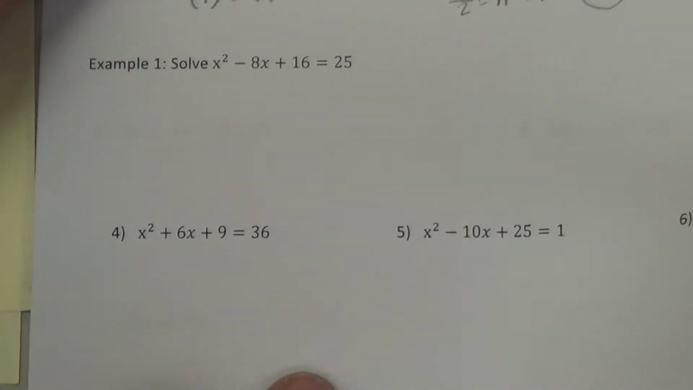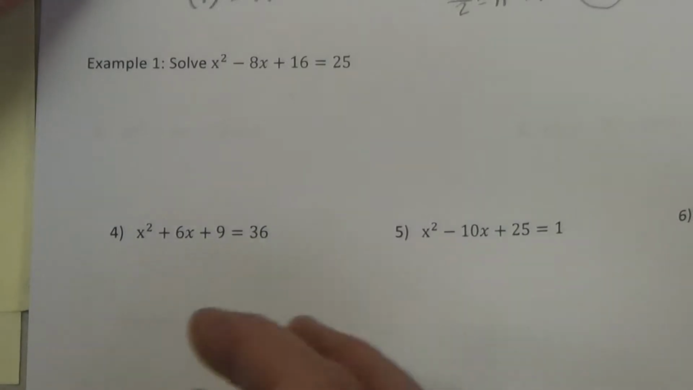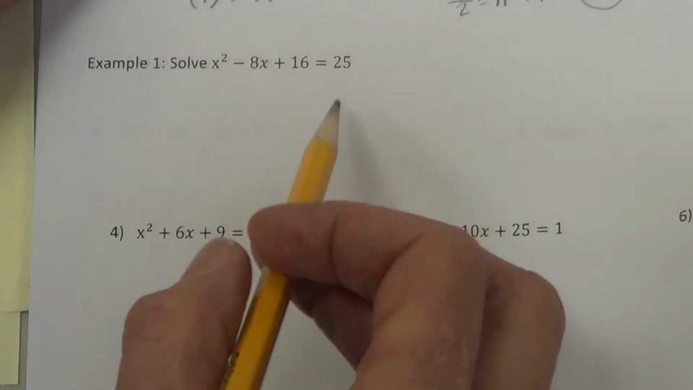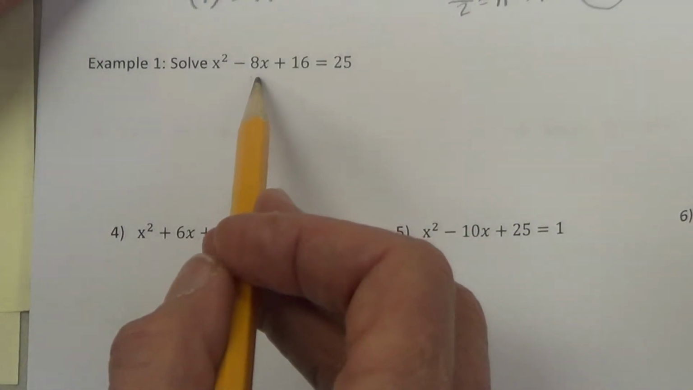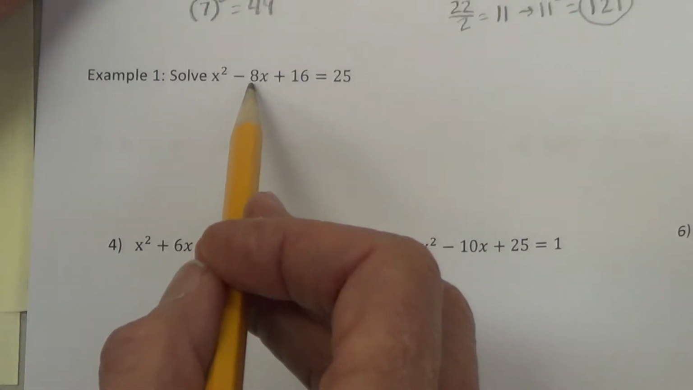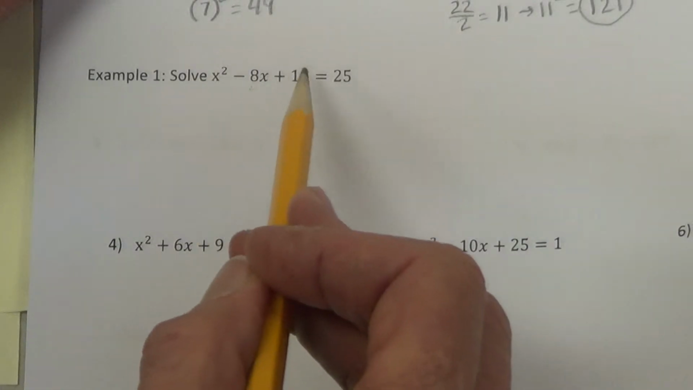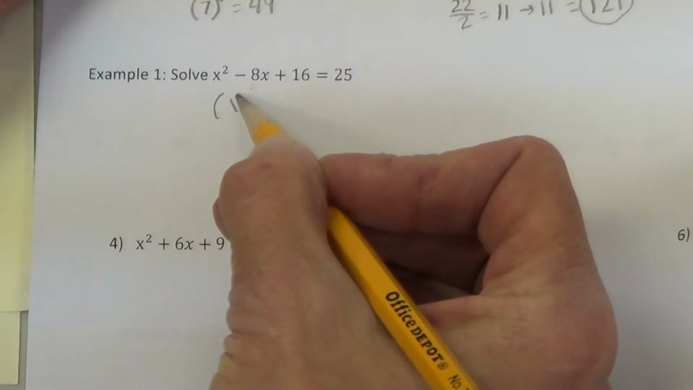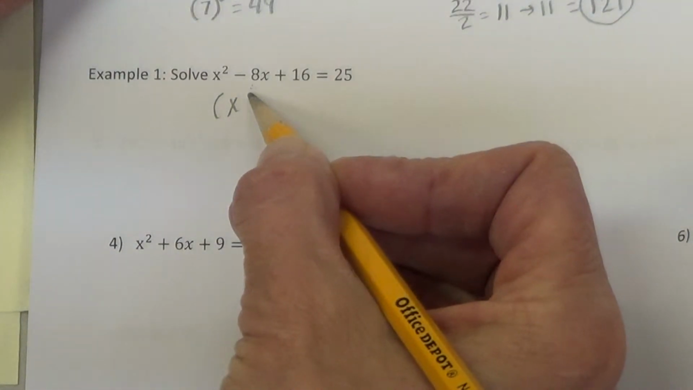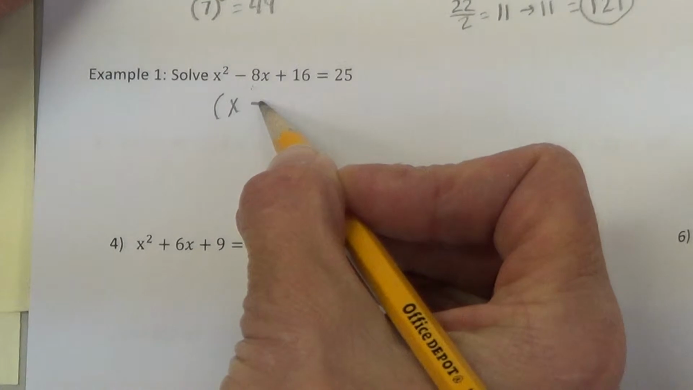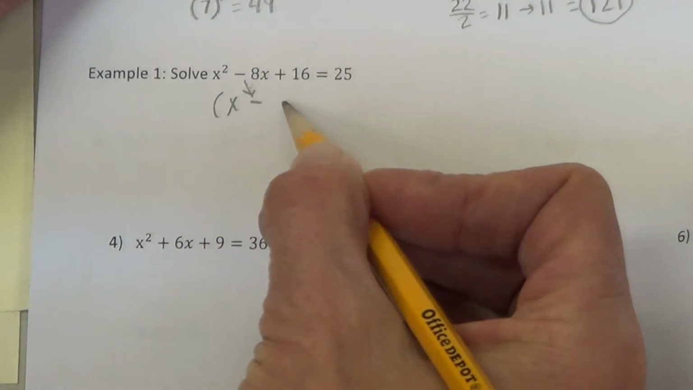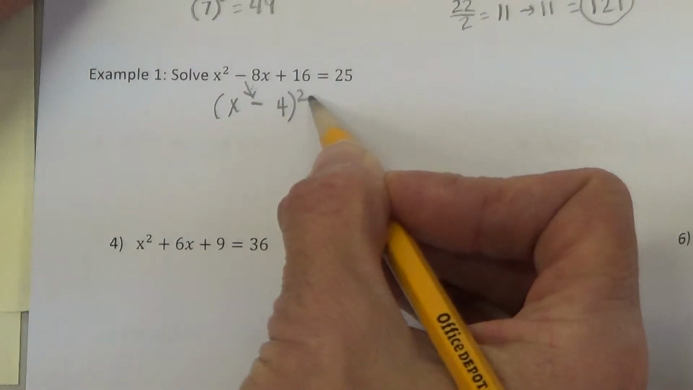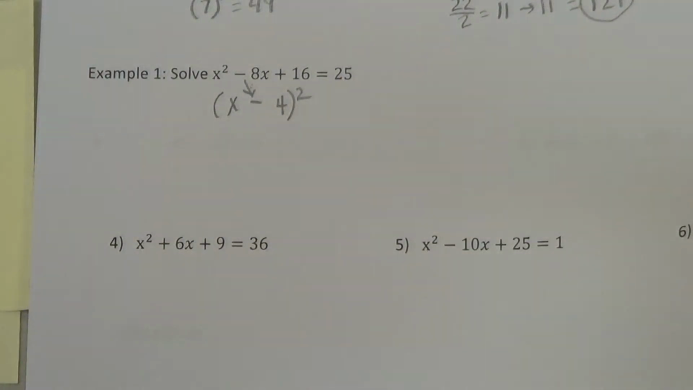Okay, so now we're going to solve problems using this new technique. So we want to find out what x is equal to. Notice this already is a perfect square, because if we divide 8, we get 4. 4 squared is 16. So we know that the square, if we go along the side, is x minus 4 squared.